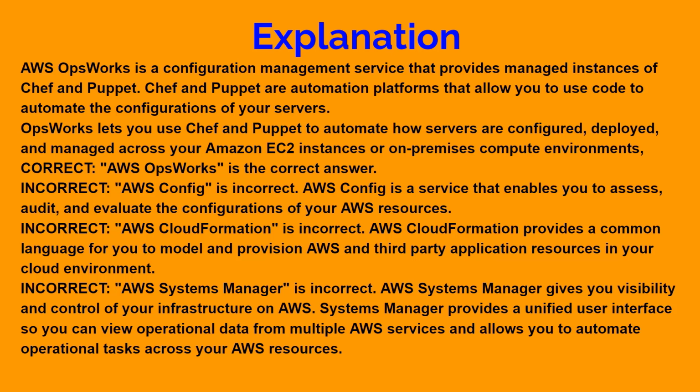Explanation. AWS OpsWorks is a configuration management service that provides managed instances of Chef and Puppet. Chef and Puppet are automation platforms that allow you to use code to automate the configurations of your servers. OpsWorks lets you use Chef and Puppet to automate how servers are configured, deployed, and managed across your Amazon EC2 instances or on-premises compute environments. Correct. AWS OpsWorks is the correct answer.